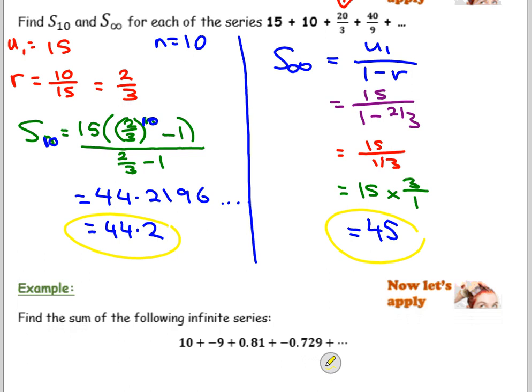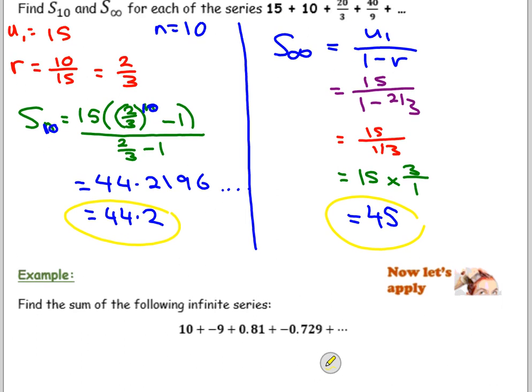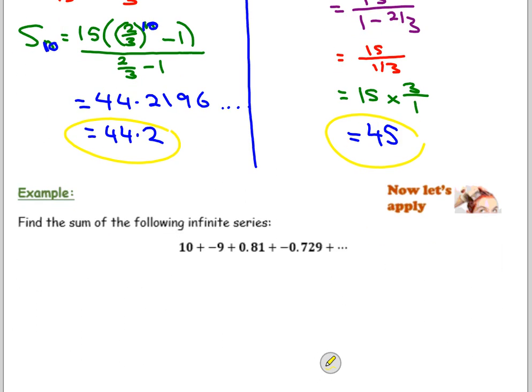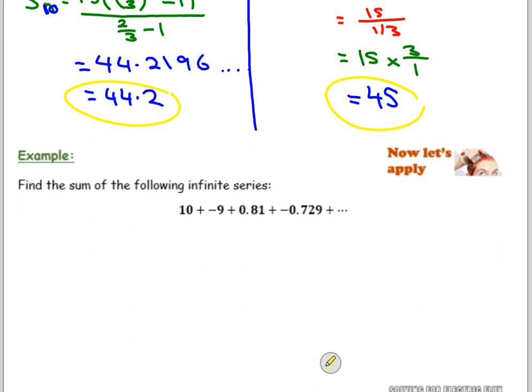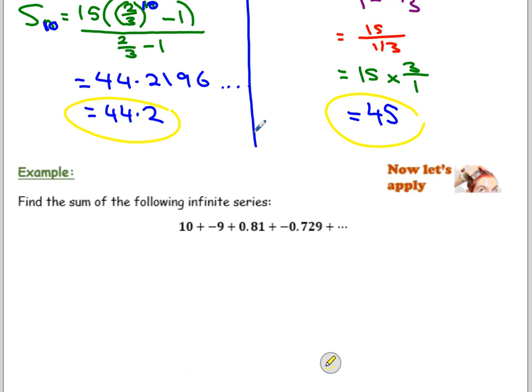They're nice, straightforward ones. So see, it is easy. The sum to infinity is a nice one. When I see those ones, I almost feel a sense of relief because it's such an easier formula to sub into. Find the sum of the following infinite series. Again, you're just using the sum formula to infinity, that one. Our U of 1 is pretty obvious, but our r is a bit awkward.